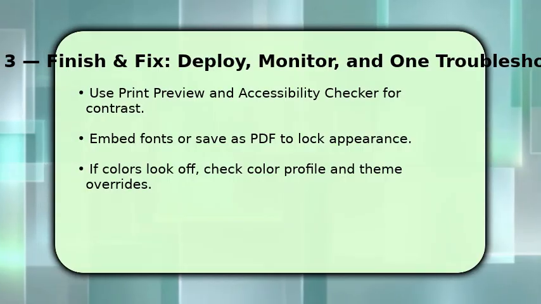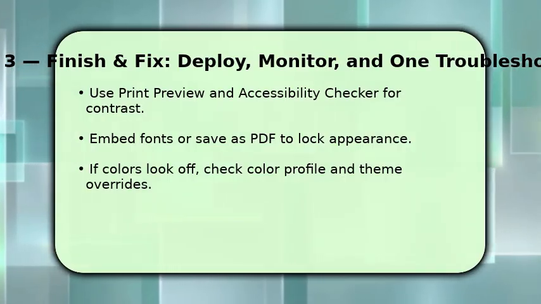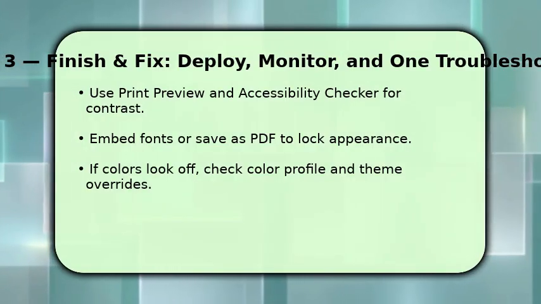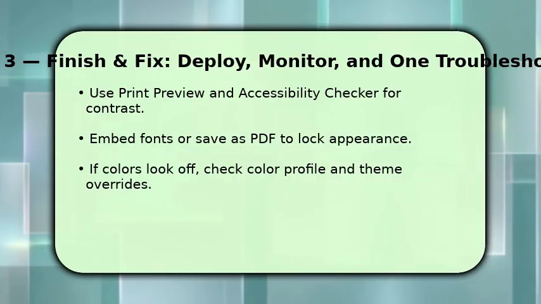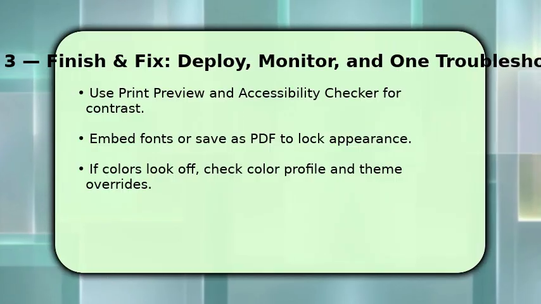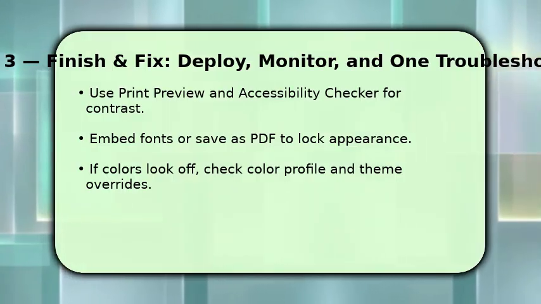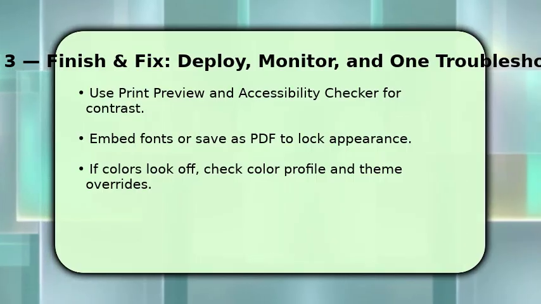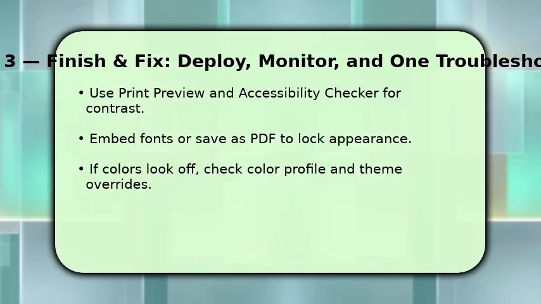If something looks wrong, check for theme overrides. Select text or objects and choose Reset to Match Style, then reapply theme colors. And if colors shift in print, confirm your printer color profile or convert to sRGB before exporting. This usually fixes unexpected color changes.